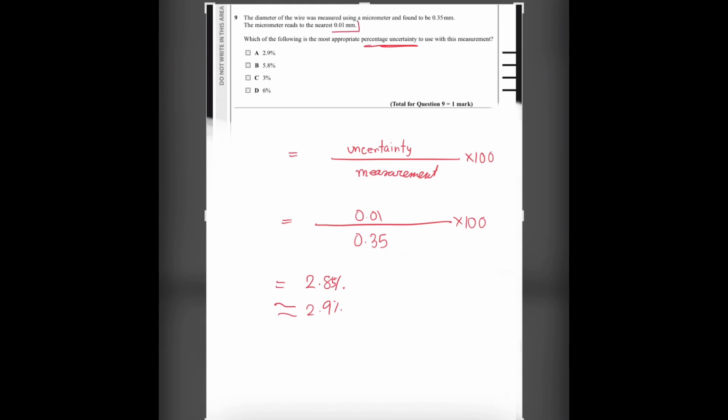to one significant figure. This could have been two decimal places, but when we are dealing with uncertainty, we will always use significant figures instead of decimal places. So since it has one significant figure, it will be 3%. So the answer to this question is C.